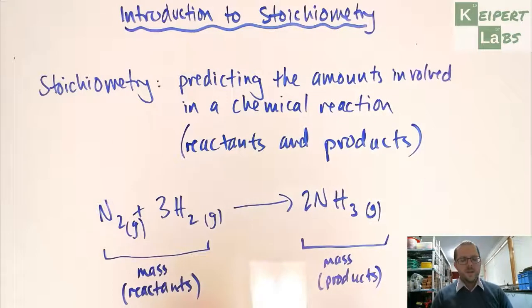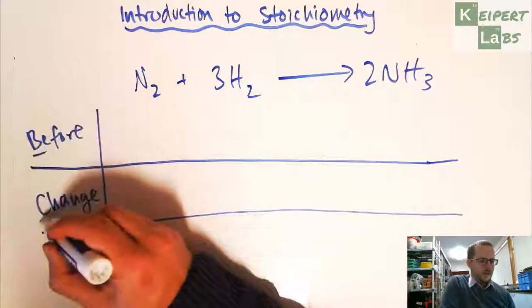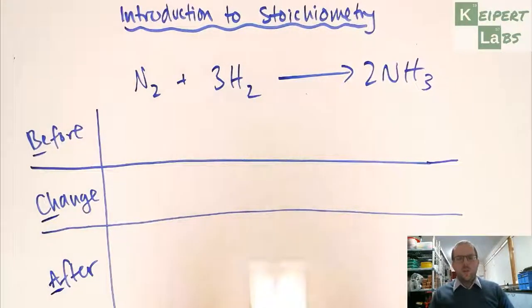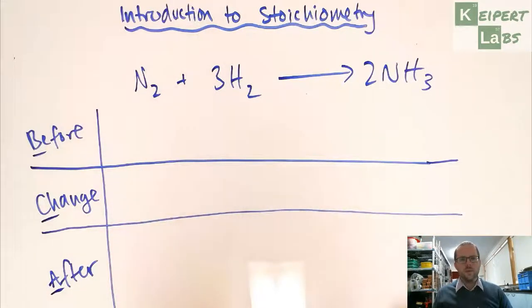One of the things that I'm going to introduce you to now is a tool we can use in stoichiometry to keep track of the amounts involved, and it's called a before, change, after table. So what we have here is what we call a before, change, after table, or a BCA table, because BCA. The way that this can work is that it can help us to keep track of the number of moles of each substance that's present at each stage of the reaction, both at the start, during the change, and then at the end of the reaction.